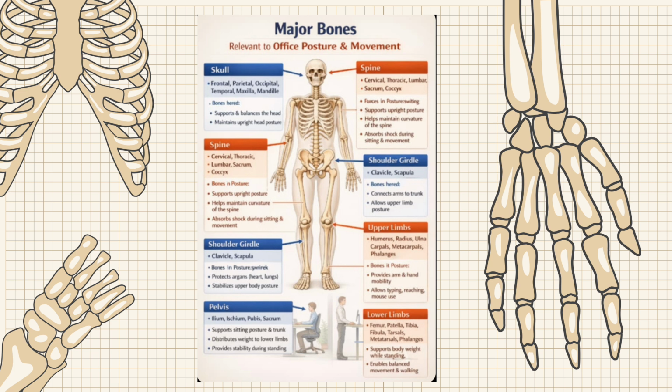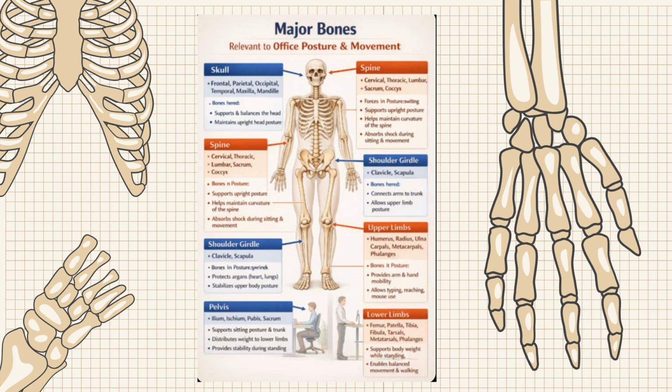Next is the pelvis. Bones involved: ilium, ischium, pubis. These three make up the hip bone. Sacrum, the triangular bone at the base of your spine, is part of the pelvis. Role in posture: it supports your sitting posture and your torso, and it distributes your weight to your legs, which is crucial for standing.